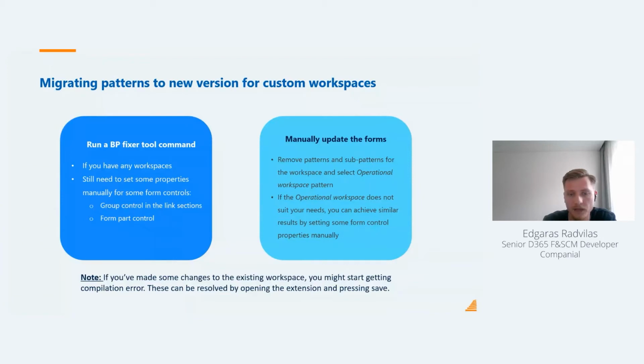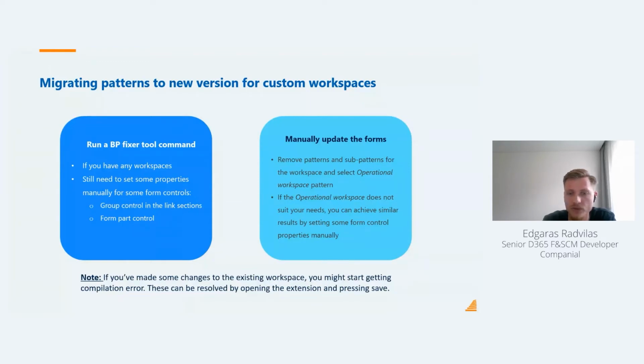Another approach is doing it manually. If you remove the old pattern and sub patterns for that form, and then select the operational workspace pattern again, you would have the new version. So basically it would update the version. If that pattern does not suit your needs, you can always just adjust some form controls to suit what you want to see. But basically, these are the steps that you can follow, not that difficult ones.